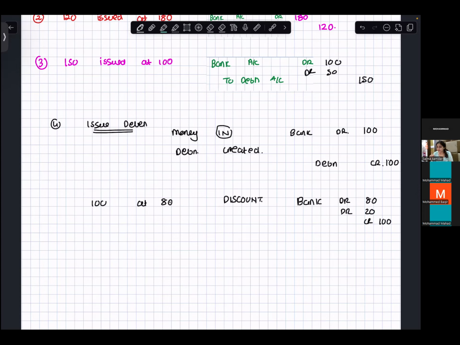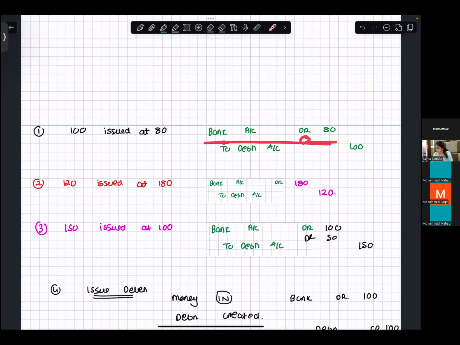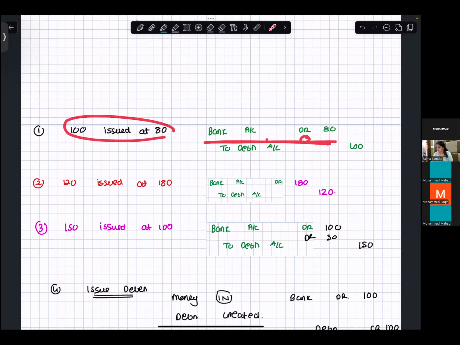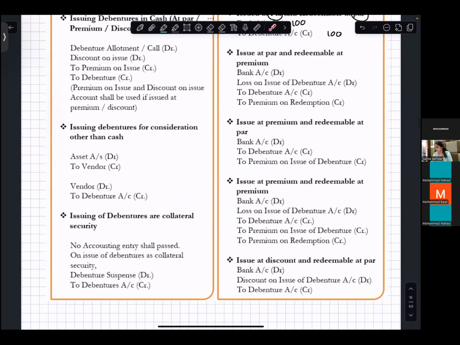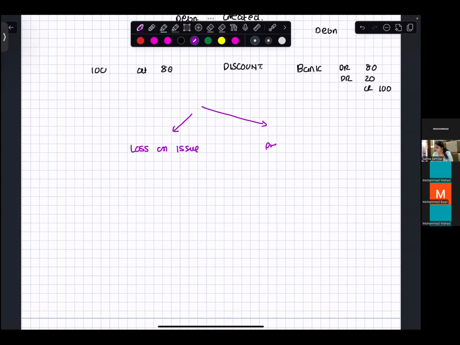Okay, fine. The remaining 20 will be again debited. But what will it be named as? Loss on issue of debentures. Think about the scenario. You will understand whether it is a loss on issue of debentures or a premium on issue of debentures. What are the two things that you're going to think? It can be a loss on issue of debentures, or it can be a premium on issue of debentures.